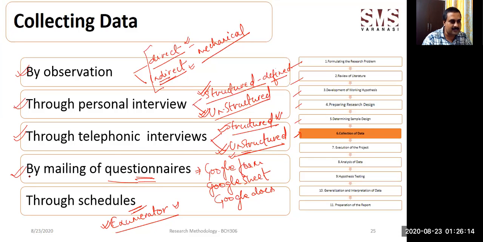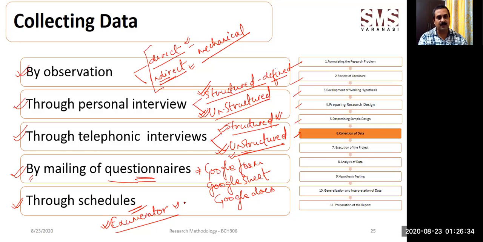By mailing questionnaire, this is the most common platform which we keep on using these days. And the last one is through schedules. In schedule, one enumerator remains there to elaborate things to the respondent, and whatever respondents respond to the question, they are expected to write it down on the questionnaire.